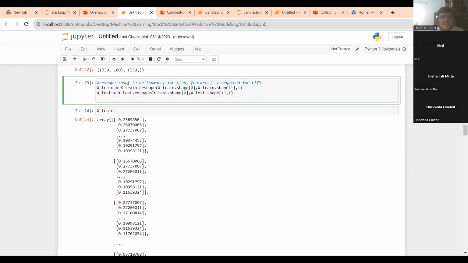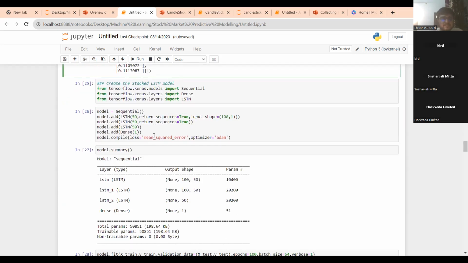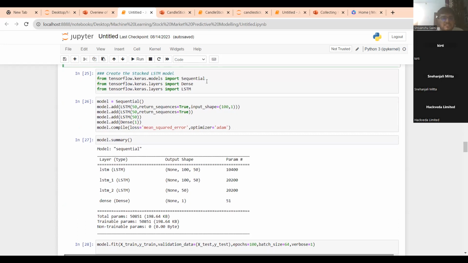Then I have received input to sample timestamp and features as required for the LSTM model. Then it is the exchange, which is the data given for training. Now I have done the sequence, and then I have used this LSTM model.